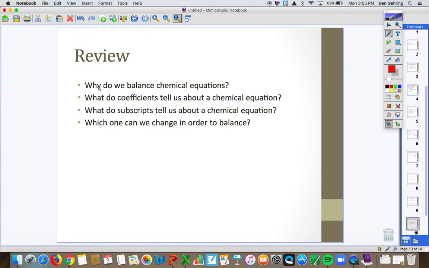Your last couple questions. 1, why do we balance chemical equations? 2, what do coefficients tell us about a chemical equation? 3, what do subscripts tell us about a chemical equation? And 4, which one can we change in order to balance the reaction? So subscripts or coefficients, which one do we change? All right, answer those questions.